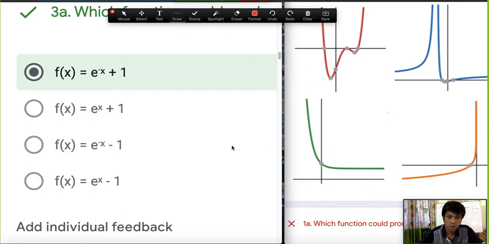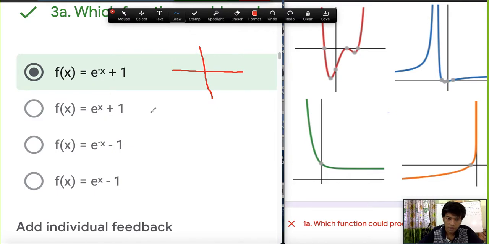So this question is about this blue graph. Which one could produce the blue graph? You can see the answer is this one. And the reason is, if you draw it, then automatically this graph will come. There is a minus x, so you see our normal graph is e to the power x, e to the power x plus 1. So the normal graph is e to the power x.